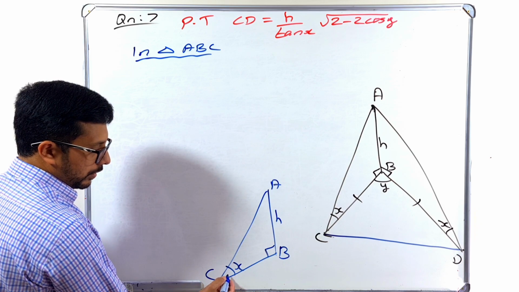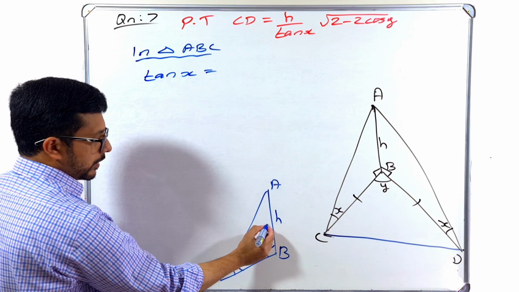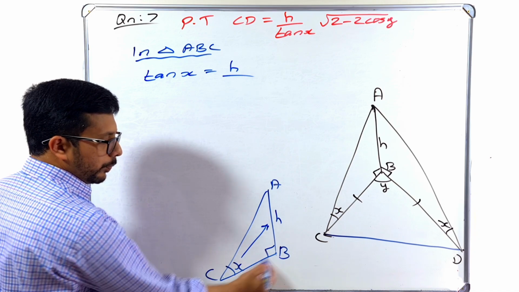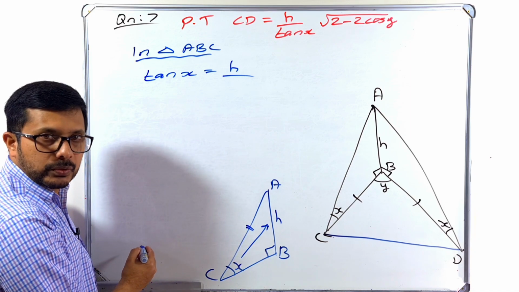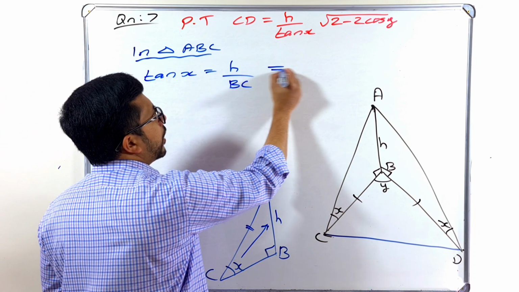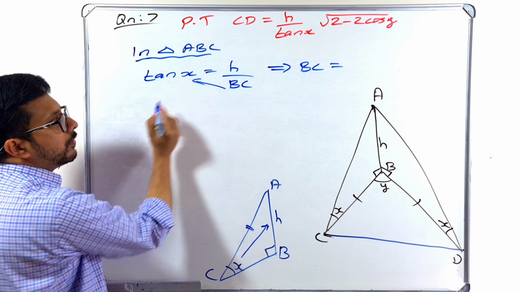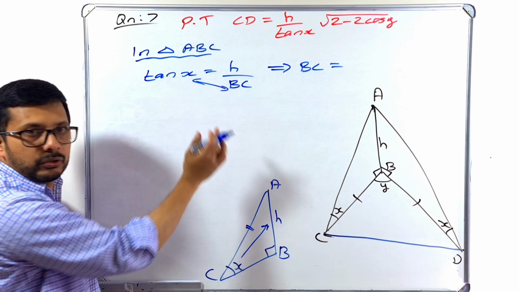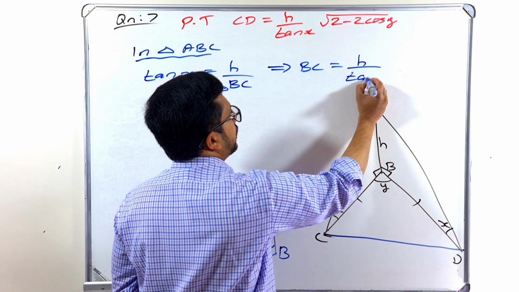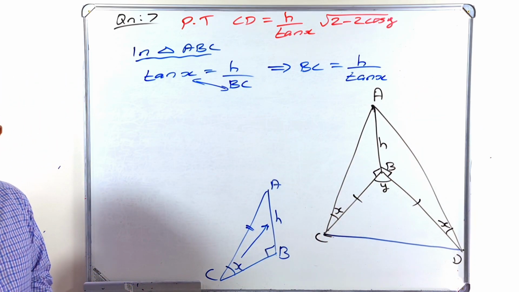So what is tan X? Tan X, what is that one? Opposite side is H over adjacent side is BC, because this one is the hypotenuse. So adjacent side is BC. So from here, what is BC? If you want to find this BC, it will go there, and this tan X will come to the other side, you can swap each other. So BC is equal to H divided by tan X. So I got an expression for BC, that is H divided by tan X.